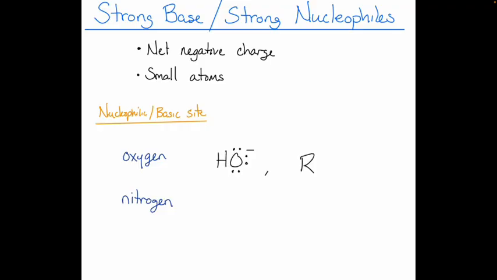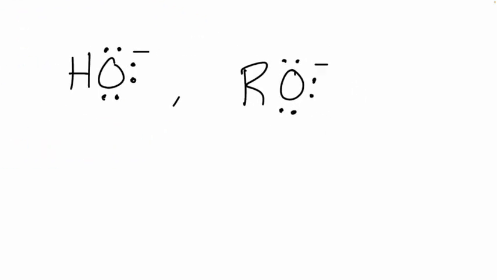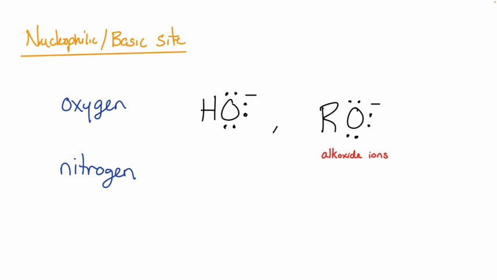Or we can take an alcohol and remove that proton, so now we have an alkyl group on that molecule. These are what we call alkoxide ions. Not hydroxide with a hydrogen, but alkoxide with an alkyl group.